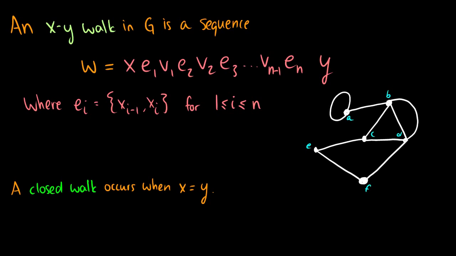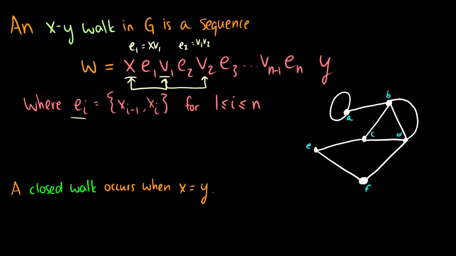So here we want to go from X to Y. So we start at X, then we take some edge E1, we go to another vertex V1, we take an edge E2, we go to some vertex V2, so on and so forth until we get to Y. And of course each edge just consists of the previous vertex and the next vertex. So E1 would just be equal to X V1. E2 would just be V1, V2, so on and so forth.